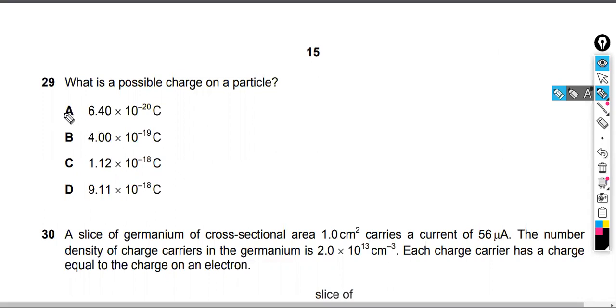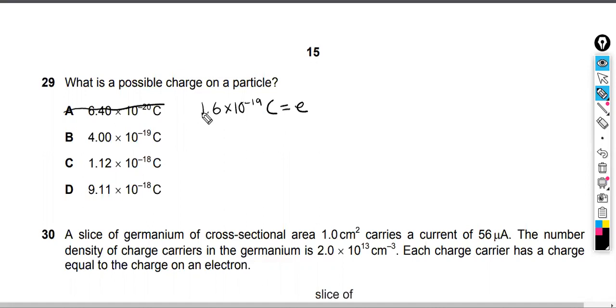The reason why A can be discarded is because 10 to the negative 20 coulombs is less than 1.6 by 10 to the negative 19 coulombs. And that's a special charge. It's elementary charge, right? It's the charge of an electron if it's negative, or the charge of a proton if it's positive. So charges exist in the universe because they are collections of either electrons or protons. Okay. At this level of physics, let's understand it that way.